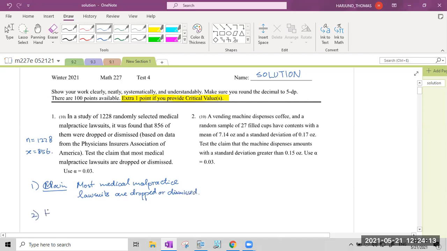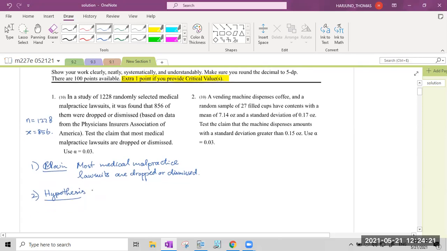Okay, so hypothesis. When we say most, that means more than 50%, right? That's what most means. More than 50%. P is greater than 0.5. So that's the claim, and from there we know that's a right tail.